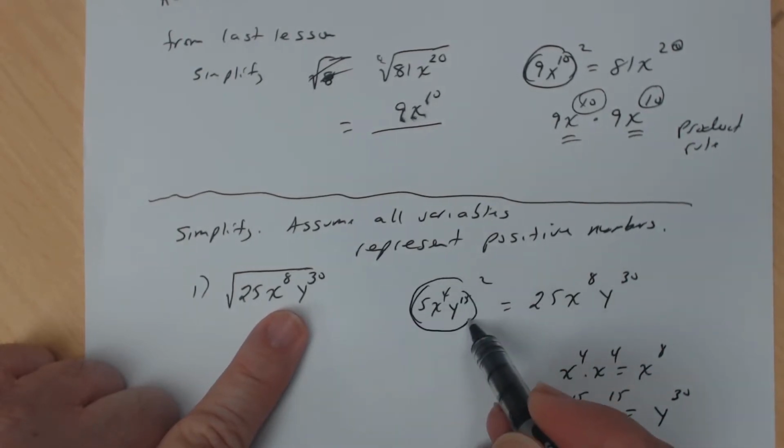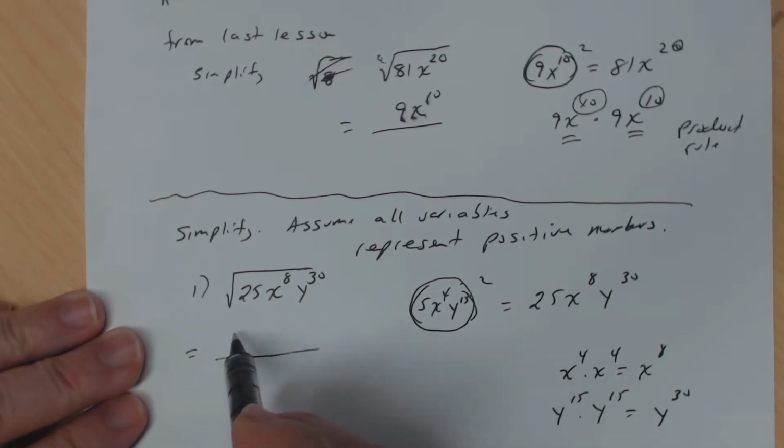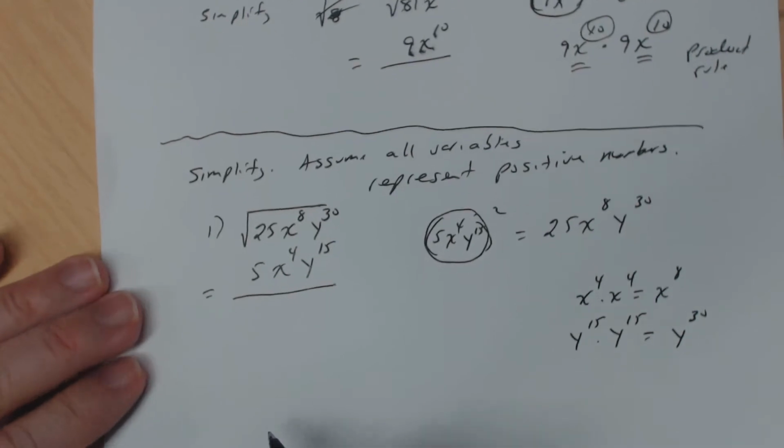So this is correct. The answer here is going to be, in the blank, 5x to the 4th y to the 15th.